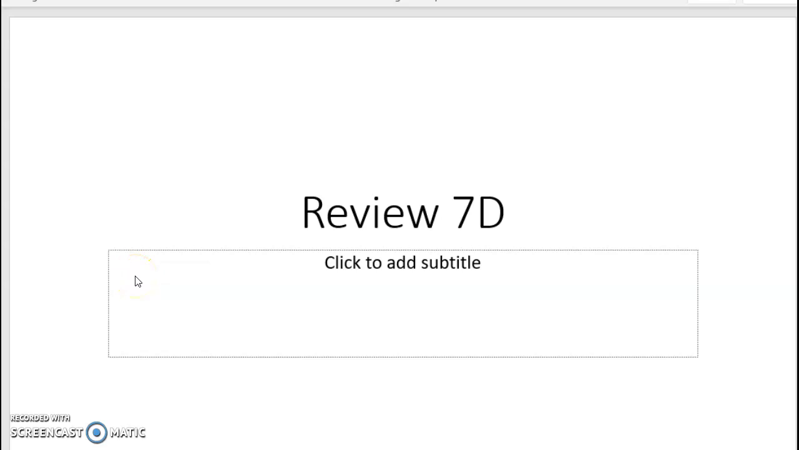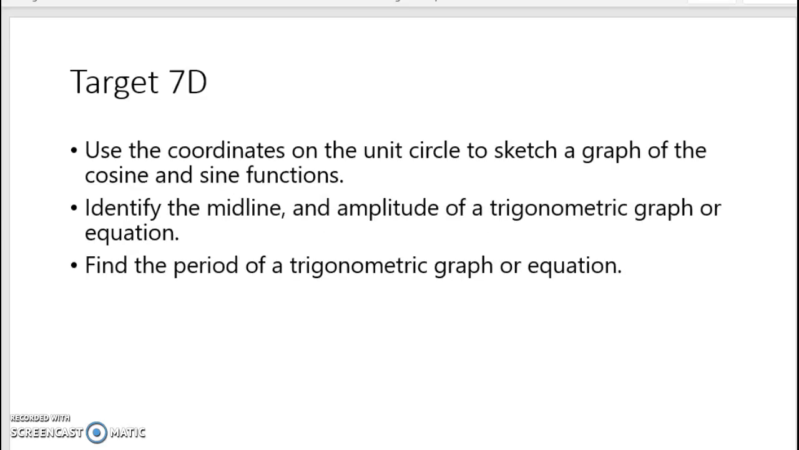Hi, this is the review video for 7D, graphing sine and cosine functions. Our success criteria for 7D had 3 parts to it. We need to use the coordinates of the unit circle to sketch a graph of the sine and cosine functions. We need to be able to identify the midline and the amplitude of our trigonometric functions, both as graphs or as equations. And we need to be able to find the period of a trigonometric graph or equation.